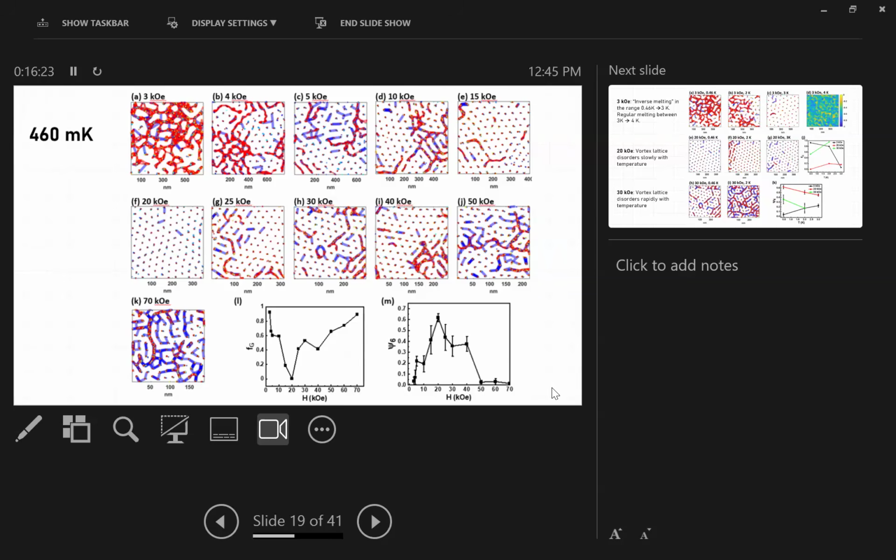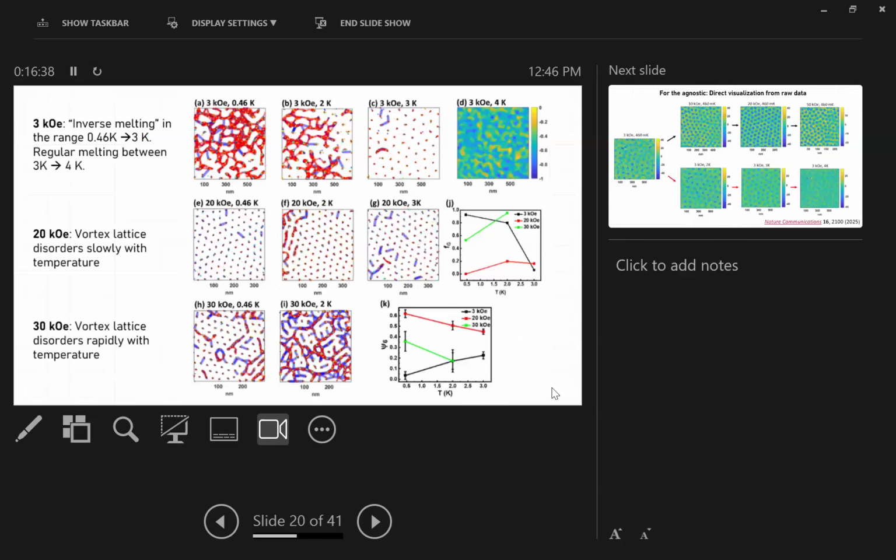So, I can do various metrics, such as looking at the fraction of vortices that are connected to motion paths. I can also measure the metric of orientational order. All of these are consistent. But this is not the most interesting part of the story. The interesting part of the story is this.